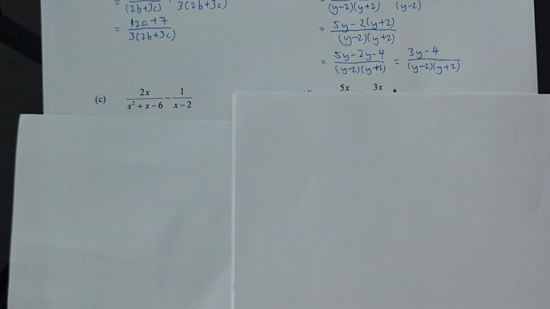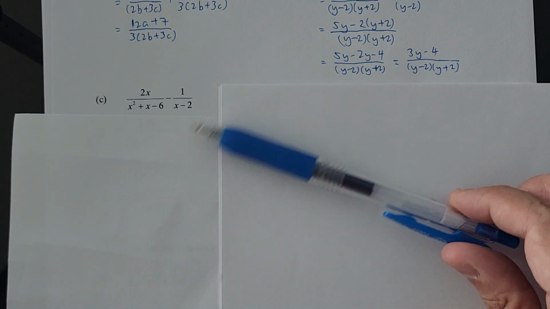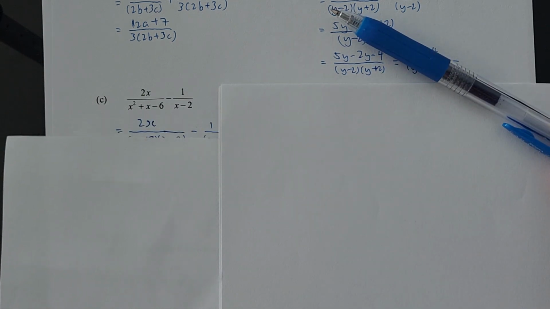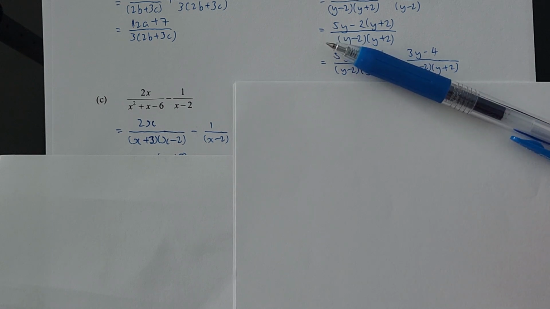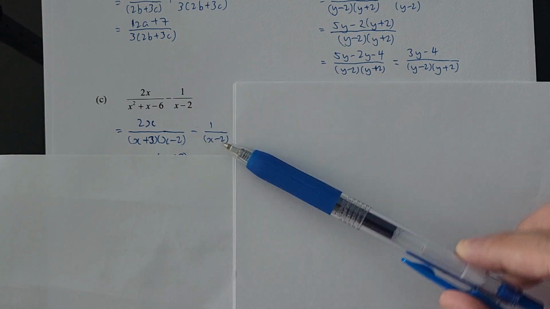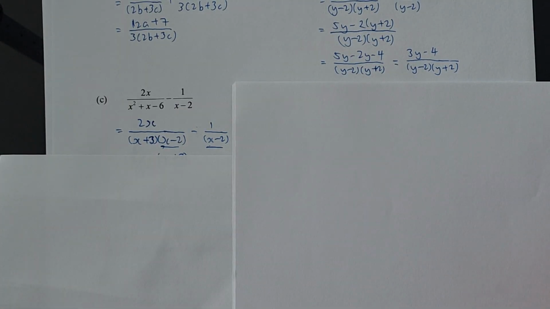Now for C, it is the same. Which one do I factorize? The denominator of the first fraction. I factorize the denominator, I'll get this. Now, one hint is that most of the time, the factors will be the same, like in this case, it is x minus 2. So you can use this to your advantage.